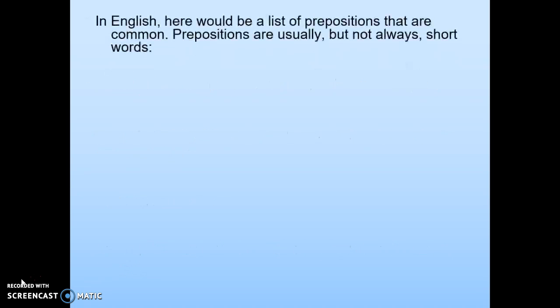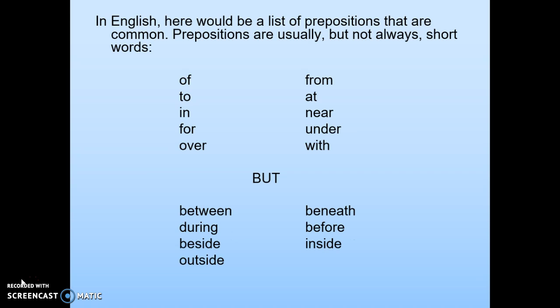The same goes in Spanish, but in English, just so you can see, again, Spanish is strengthening our native language as well. Here will be a list of the prepositions that are common in the English language, and they're usually, but not always, short words. So of, to, in, for, over, etc. All of these are examples of prepositions, but you also have longer ones as well, like between, during, beside, so on and so forth. So these are all examples of prepositions in English.